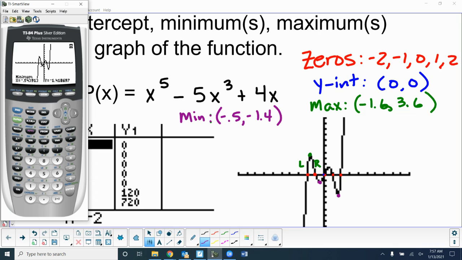Okay, so hit it again, second trace. Hit 3 for min. And then get over here closer to that one. So go to the right, so it goes around. Make sure you're left of it, hit enter. Go around the bottom, start coming back up, make sure you're right of it, and then enter for the guess. So 1.6, negative 3.6.